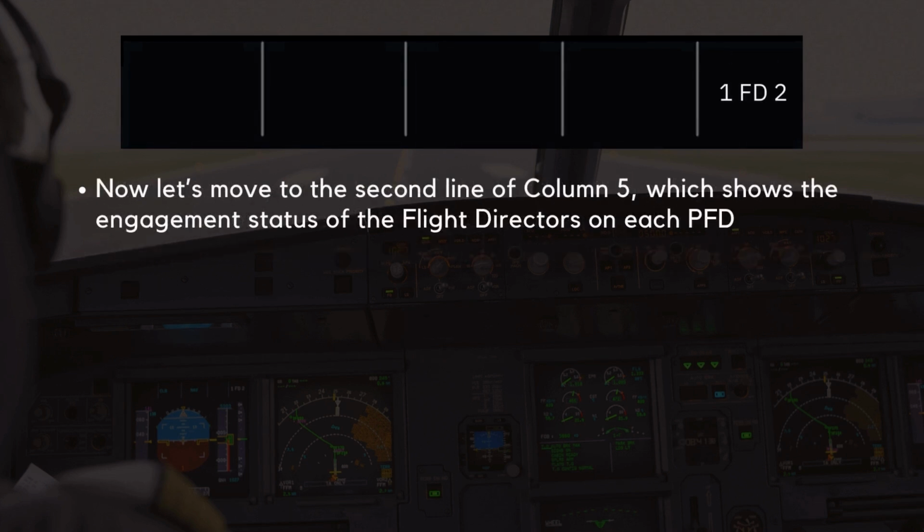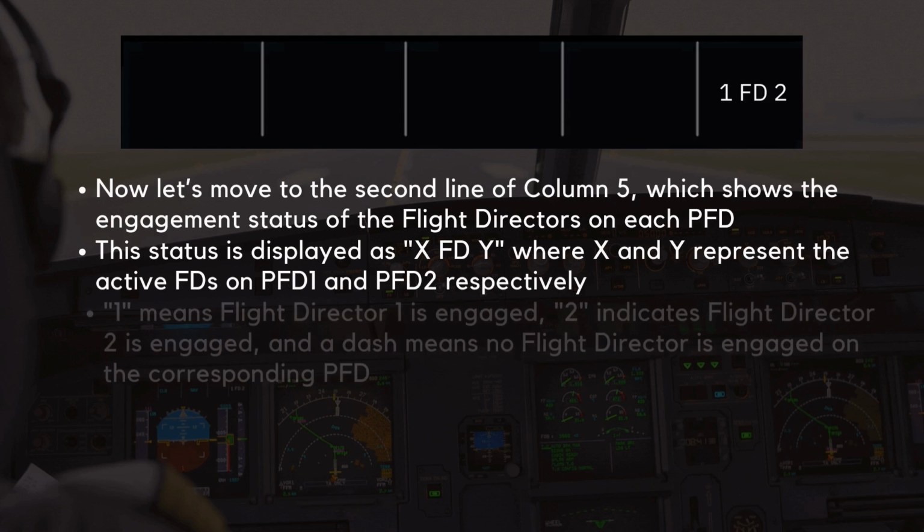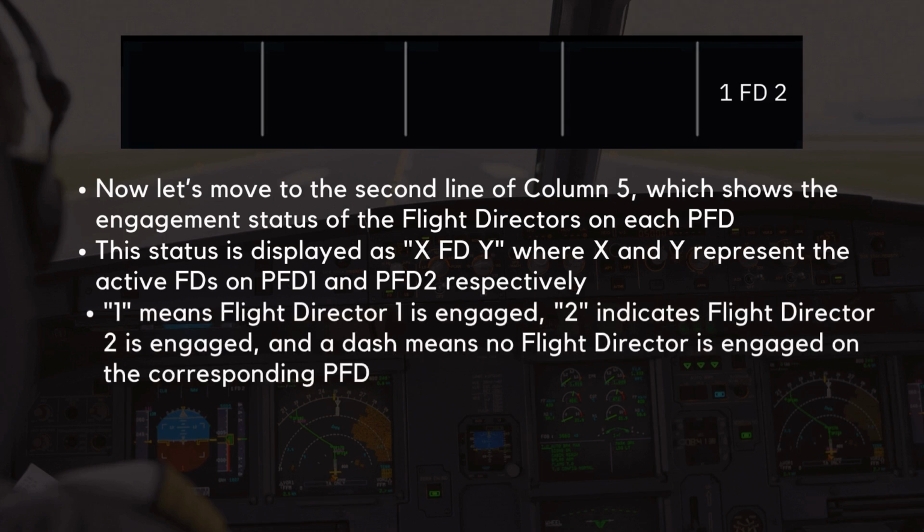Now let's move to the second line of column 5, which shows the engagement status of the flight directors on each primary flight display. This status is displayed as XFDY, where X and Y represent the active FDs on PFD1 and PFD2, respectively. Here, you'll see either numbers or dashes. 1 means Flight Director 1 is engaged, 2 indicates Flight Director 2 is engaged, and a dash means no flight director is engaged on the corresponding PFD.